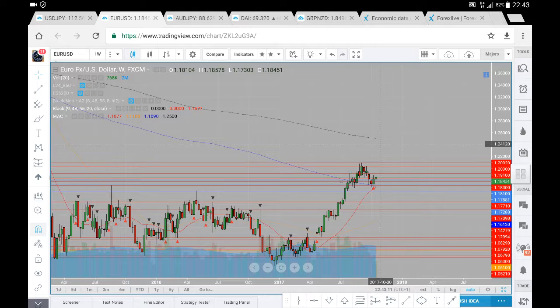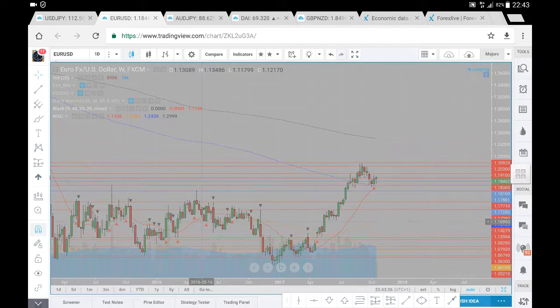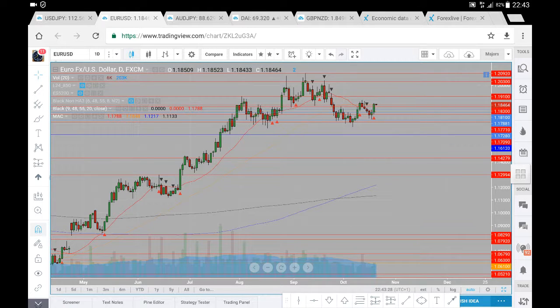Again on this weekly time frame we do appear to be putting in a bit of a bull flag as well. Beneath the current prices we do have the 20 period and 200 period moving average possibly acting as dynamic levels of support. Now if I go down to the daily chart as well, let's just see where we are.